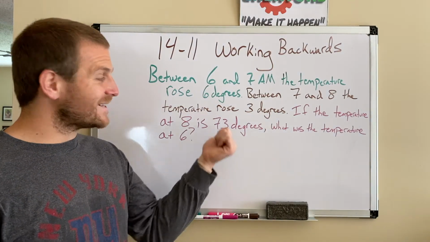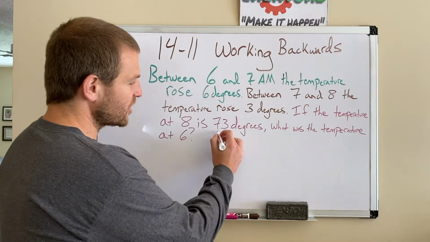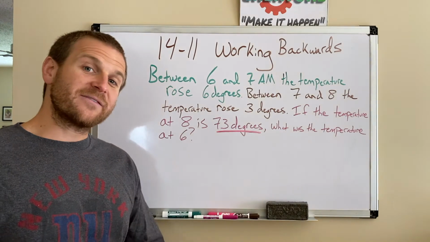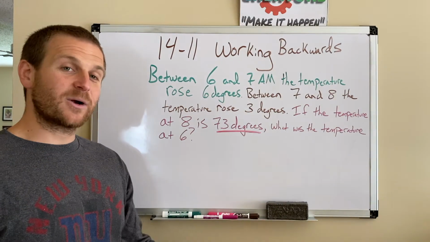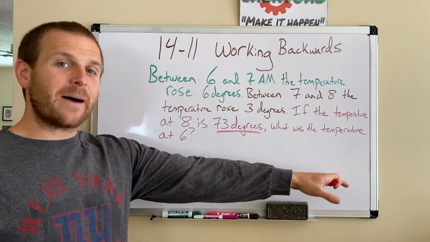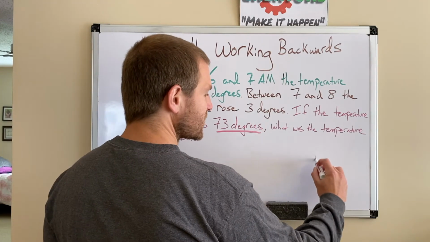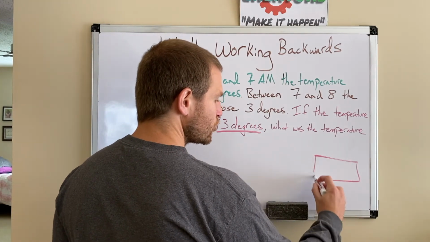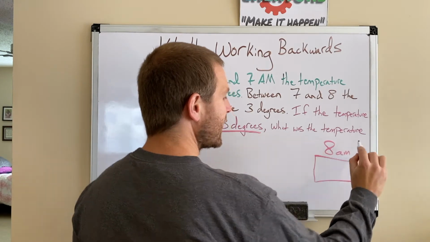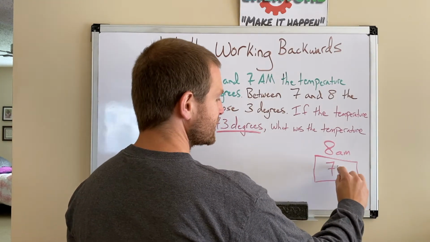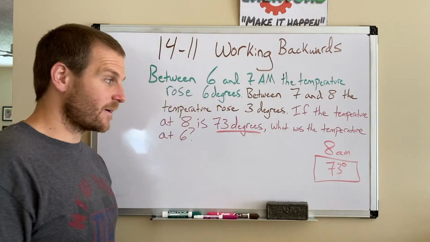If the temperature at 8 is 73 degrees, that's my solid place. That's where I want to start from, right there. So I have 73 degrees at 8 o'clock. Because we're working backwards and that's the end of my problem, I'm gonna write it over here and we're gonna work ourselves backwards. So I'm gonna put a little box right here, and this is at 8 a.m. and it is 73, and I'll use my little degrees sign there.